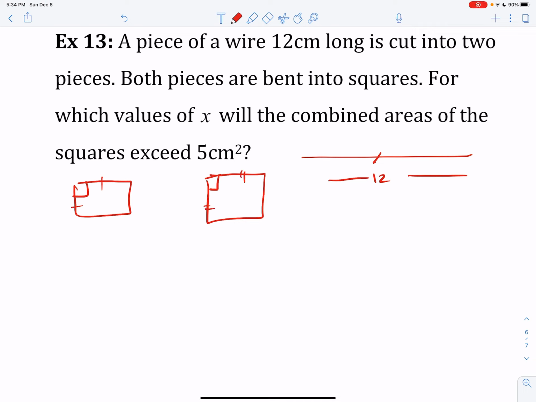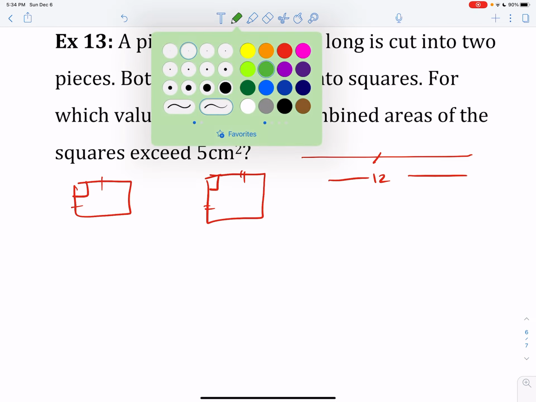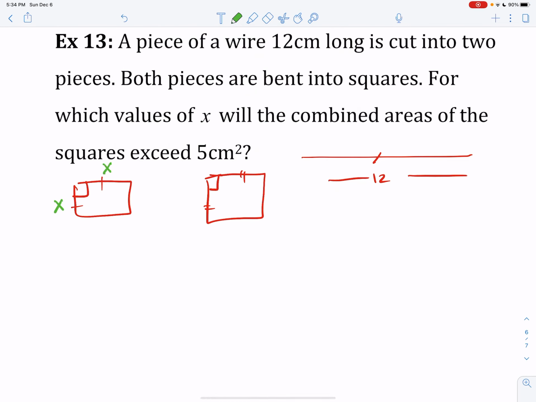And the combined areas of those squares, we are told, exceed 5. We're trying to find values for x. Now you have a number of ways that you can set this up. I am actually going to call one side of one of my squares x, and I'm going to call my other square y. If I took these 4 sides, that's one piece of my wire, and these 4 sides are going to be the other piece of my wire.